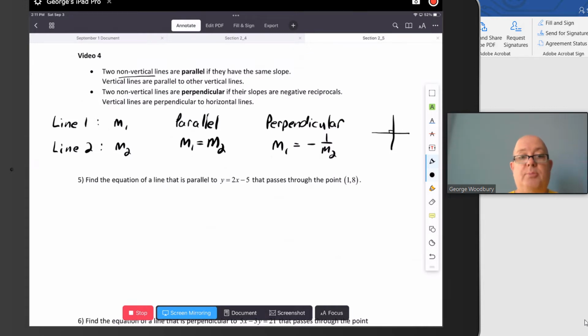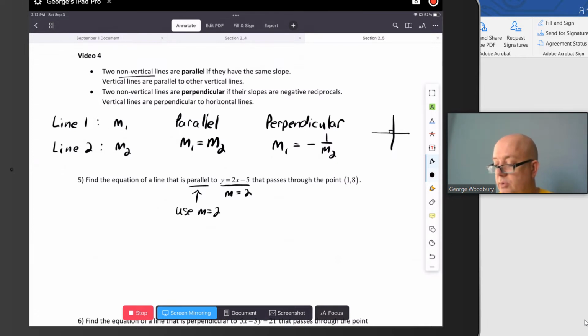Let's try two examples where we're trying to find an equation given a line that's either parallel or perpendicular to the one we want, and we know one point that's on the line that we want. The first problem, problem 5: Find the equation of a line that's parallel to y equals 2x minus 5 and passes through the point 1, 8. The line that it's parallel to is given to us in slope-intercept form. So I know the slope of that line is 2. And because it's parallel, we're going to use that same slope.